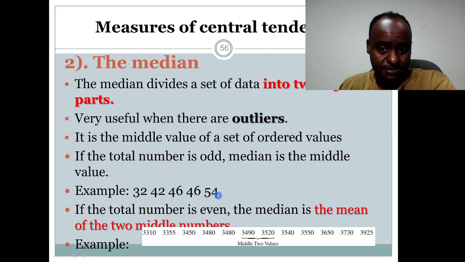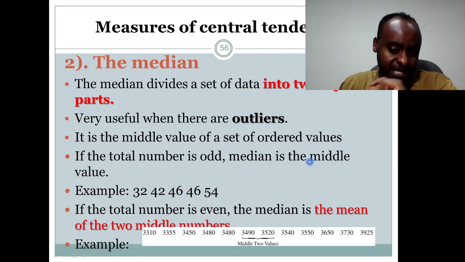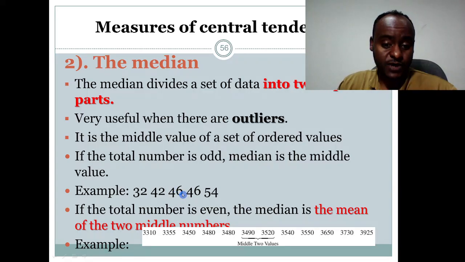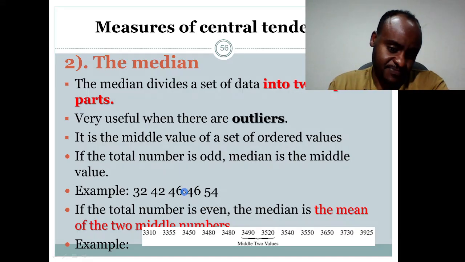5 is odd, 7 is odd, 9 is odd, 11 is odd, right? If your data set is odd in number, then the median is the middle value. So the middle value is this one. Before this number, there are 2 data points. After this number, there are also 2 data points. Therefore, 46 is the middle value. So the median is 46.